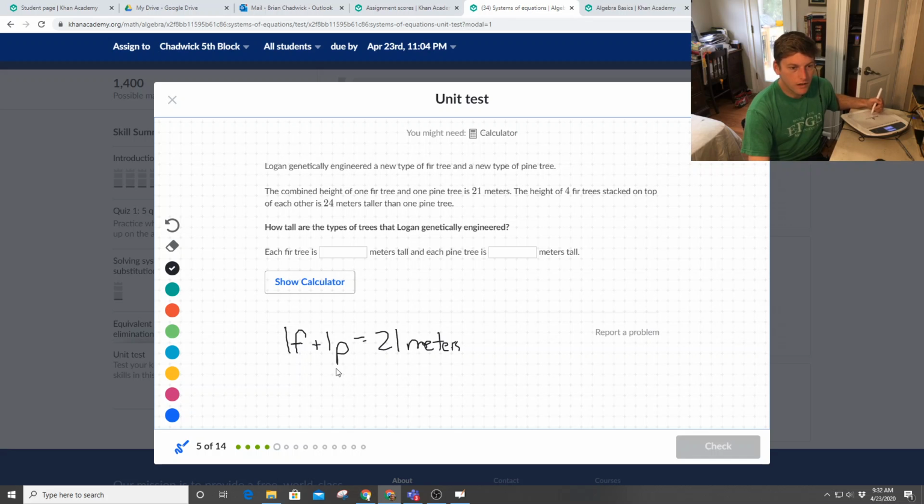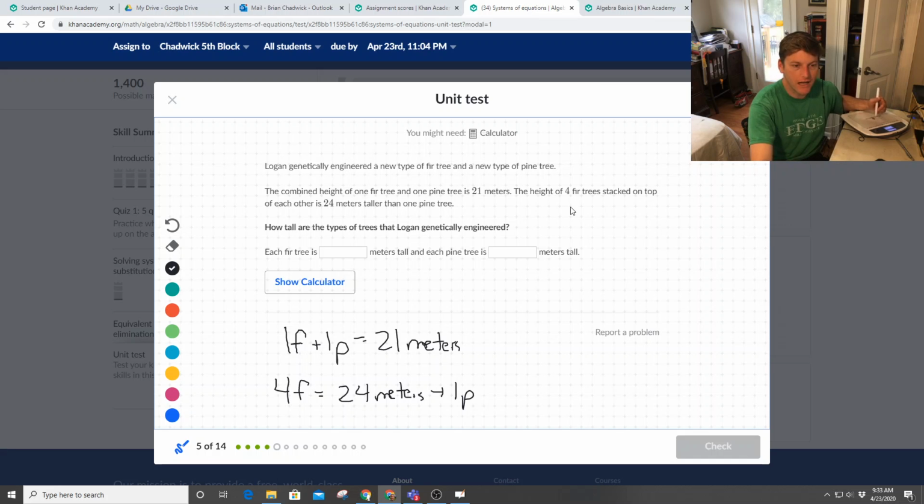All right, so 4 fir trees on top of each other is 24 meters taller than one pine tree. So let's make sure I'm writing this right. The first equation I came up with says the combined height of one fir tree and one pine tree is 21 meters. One fir plus one pine equals 21 meters. That is literally what that is saying as an equation.